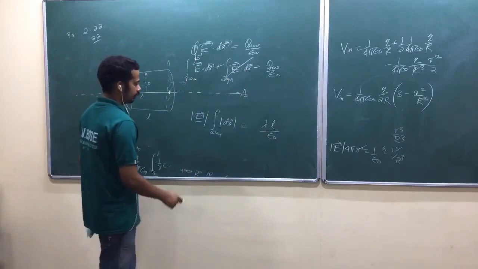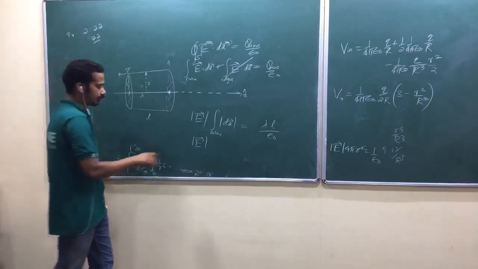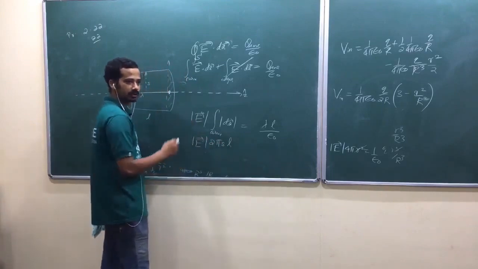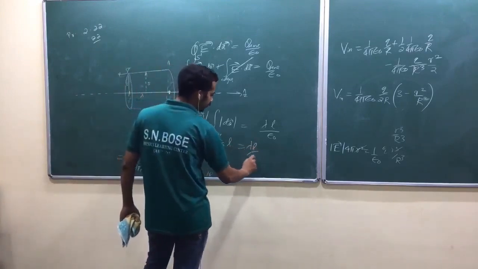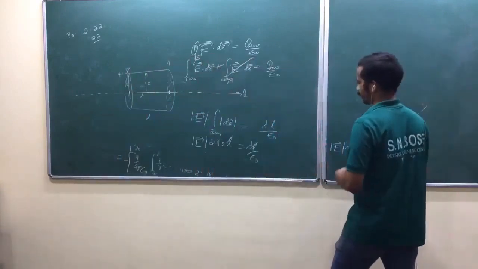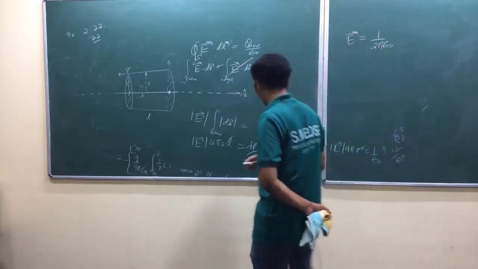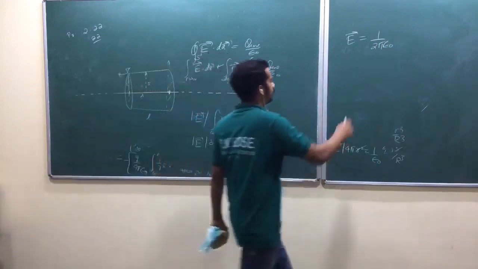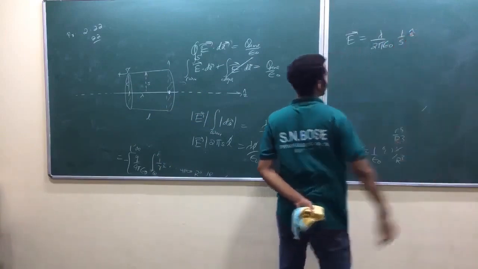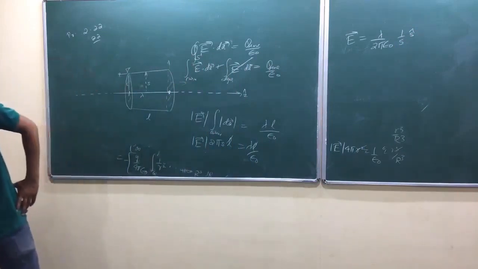Now, what is the surface area of this curved Gaussian surface? 2 pi S into L. Now, this part will be the same for all cylindrical symmetry problems. E times 2 pi S L equals lambda L by epsilon naught. L got cancelled. So, the electric field is equal to lambda by 2 pi epsilon naught, 1 by S, into S cap. Check it out.